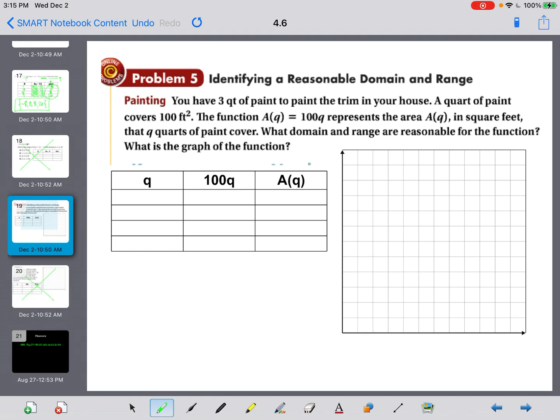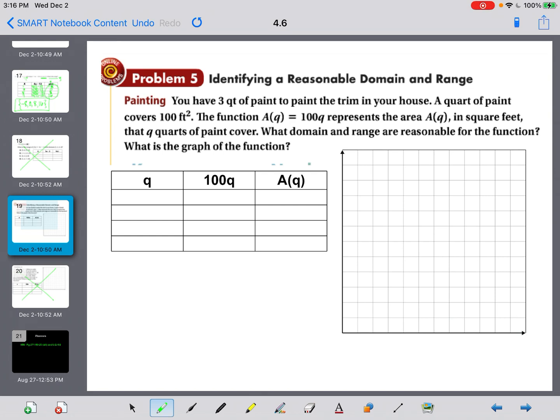All right, in word problem form, we're going to have to identify reasonable domain and ranges, because sometimes not every number makes sense. So if I have 3 quarts of paint to paint the trim in my house, a quart of paint covers 100 square feet. The function a of q equals 100 times q represents the area in square feet that q quarts of paint will cover. What domain and range are reasonable for the function, and then what is the graph?